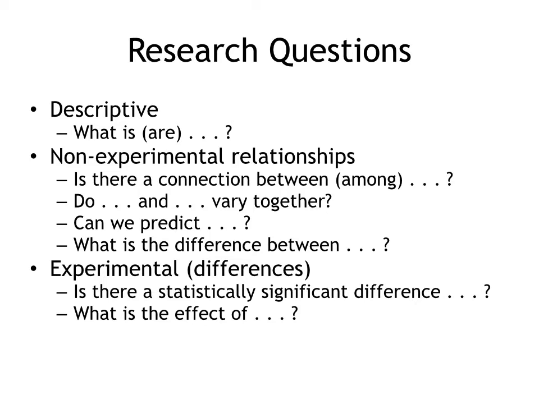And finally, there can be experimental types of questions. Those are when you're asking if there's a statistically significant difference or an effect of something. So some examples. If we use a conflict resolution intervention, will there be a statistically significant difference in the number of violent incidents compared to a control group? Or what is the effect of homework on math achievement? Those would require experimental types of studies.